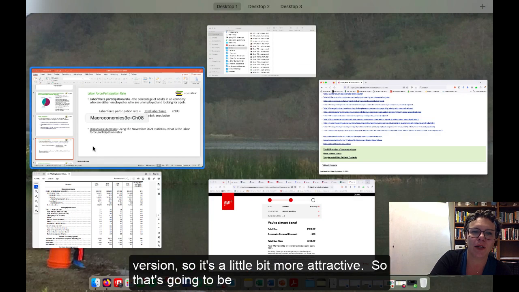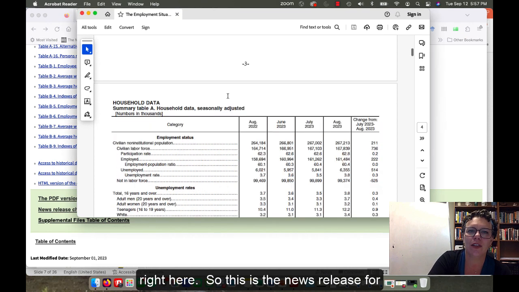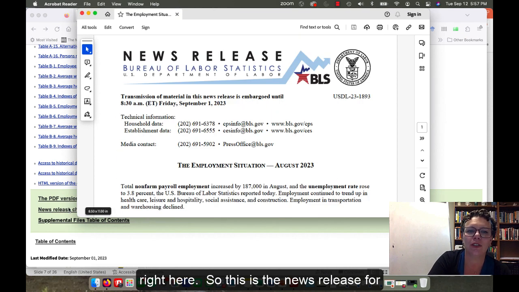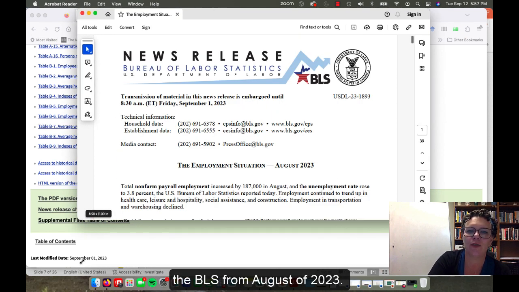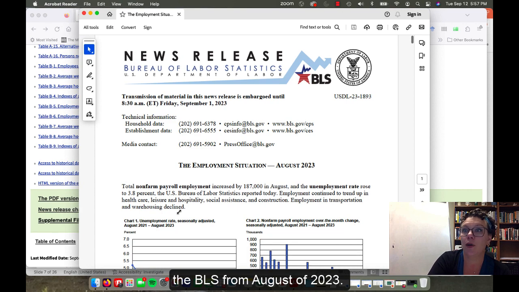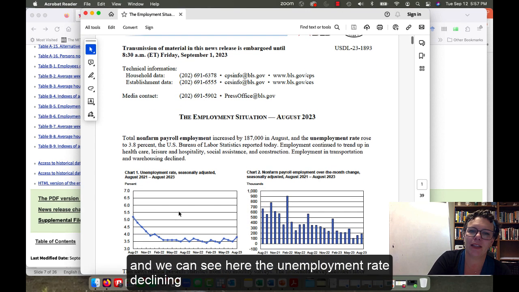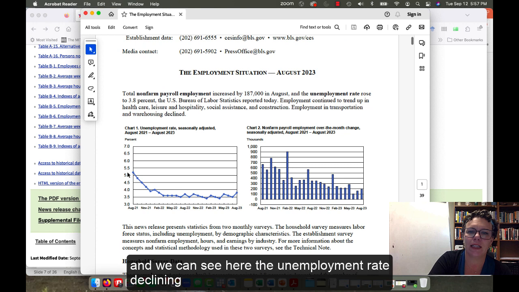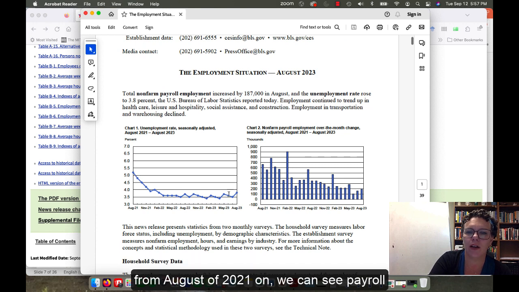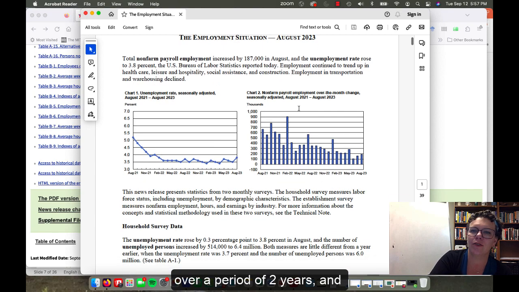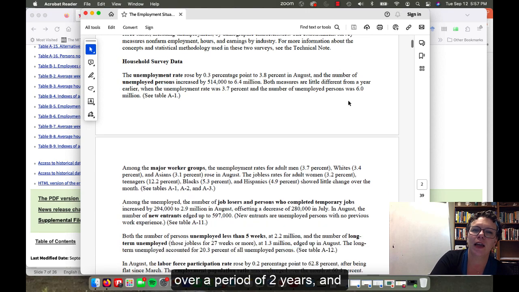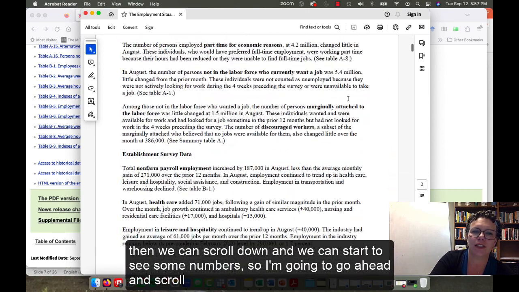So that's going to be right here. This is the news release for the Bureau of Labor Statistics from August of 2023. And we can see here the unemployment rate declining from August of 21 on. We can see payroll over a period of 2 years. And then we can scroll down and we can start to see some numbers.